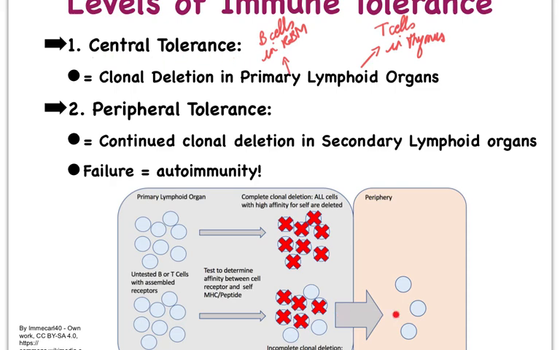Now, these guys that sneak out are going to go through a second test in the peripheral environment, meaning in the secondary lymphoid organs, your lymph nodes, for instance, the spleen, for instance, the Peyer's patches, and so on. And if once again they survive, like these guys do, then we're having a problem with autoimmunity.